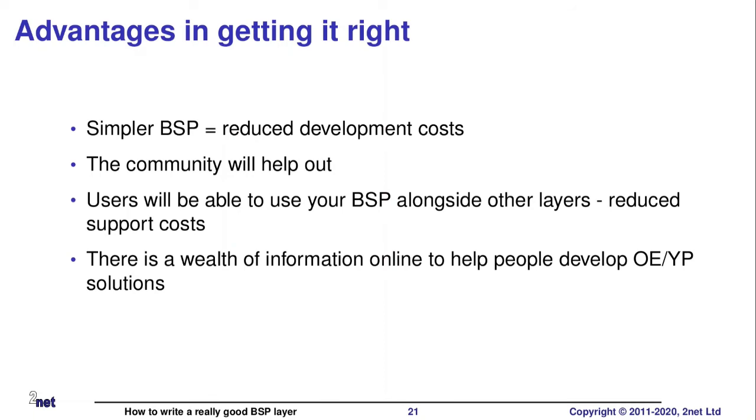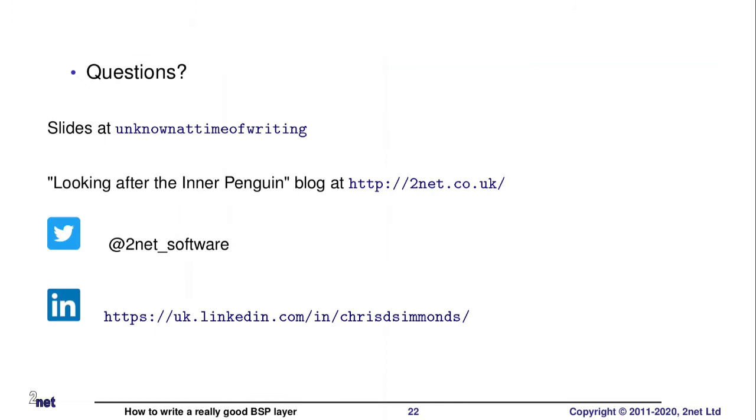Also, if it's compatible with Yocto, we can recognize what you've done, so when you put something on the mailing list, or one of your customers does, we'll be able to recognize what it is and help out a bit. By making a flexible BSP layer, you are increasing the capability of your users to combine it with lots of other layers. So they can do lots of things, including things you've never thought of. Okay, and that is literally it.